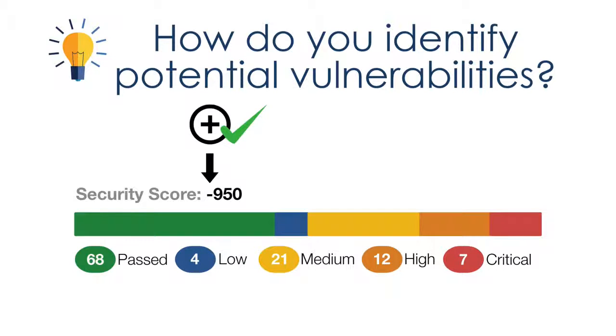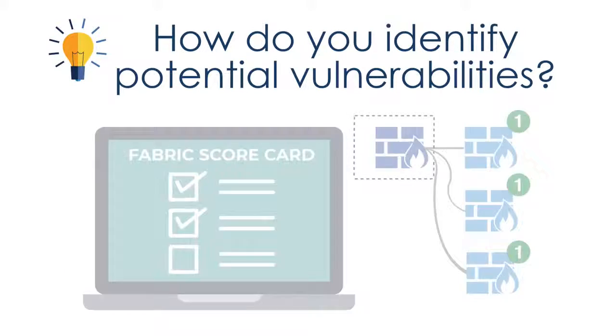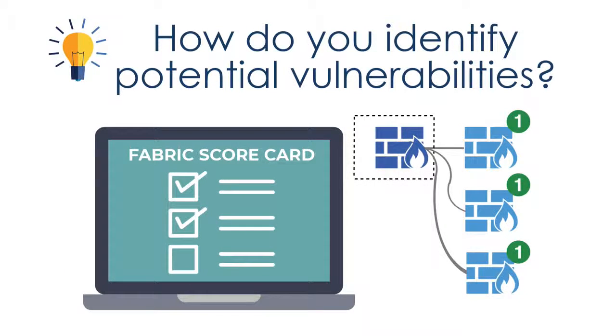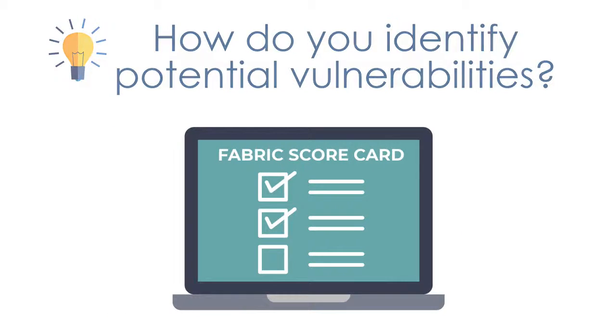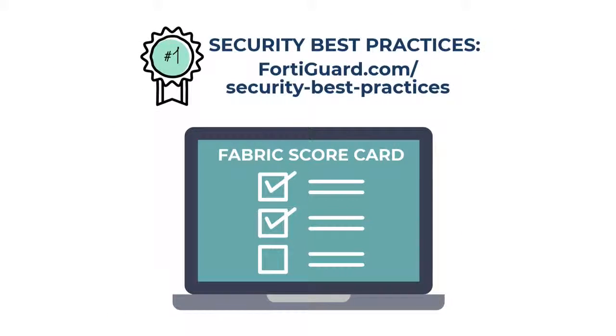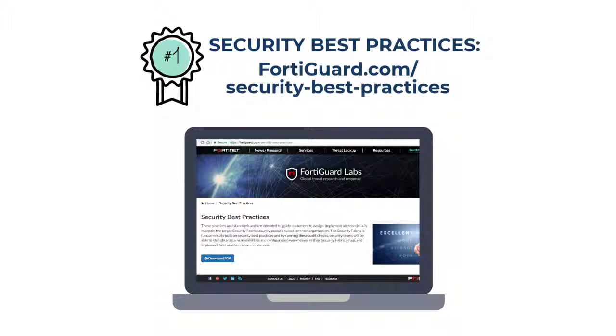Your score also depends on how many devices are in your network topology, since all FortiGates must pass a check to receive a pass. The Fabric score can also be used to help with compliance by gauging adherence to internal and external organization policies, standards, and regulation requirements. You can find out more about the Security Fabric audit best practices on the FortiGuard site.